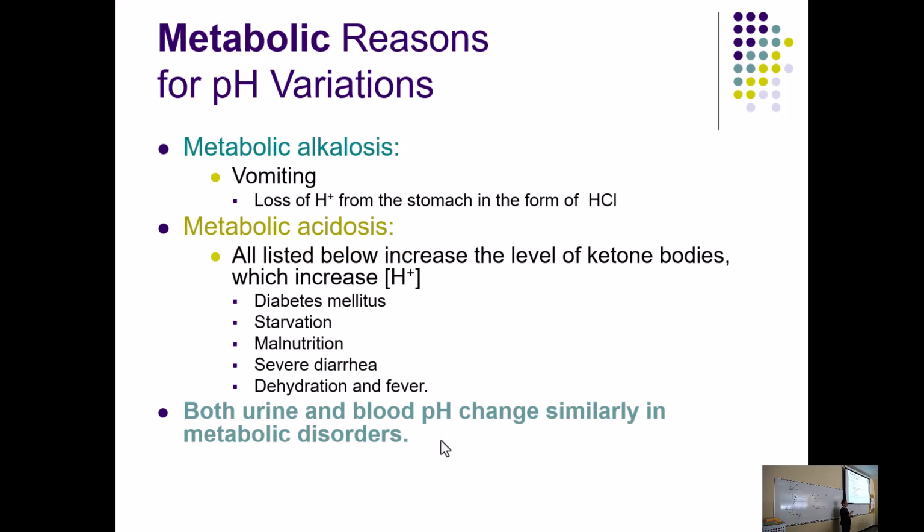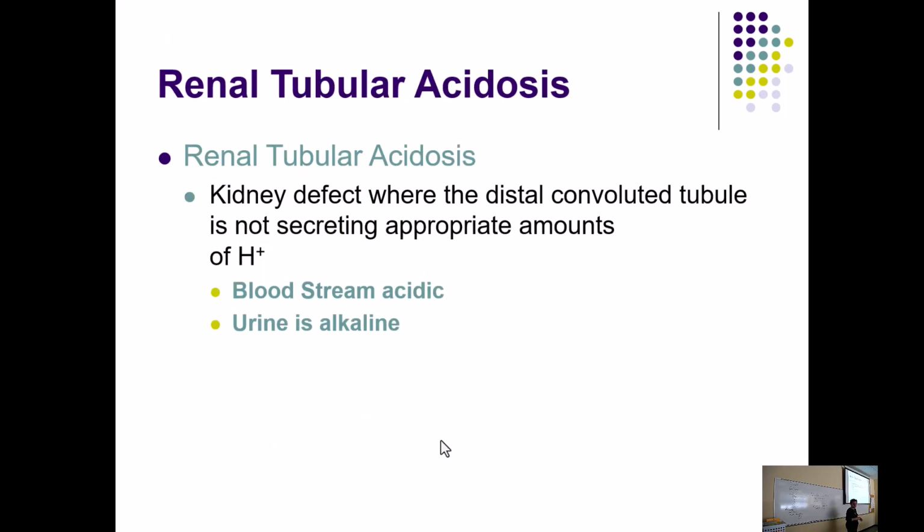Metabolic reasons, metabolic alkalosis, vomiting. If you're vomiting, you're removing a lot of those hydrogen ions, and because of that, your stomach doesn't have as many. The body's going to reabsorb more, and then your urine is going to be more alkaline. Metabolic acidosis, starvation, diabetes, malnutrition, diarrhea, etc. All of these are going to increase hydrogen in the urine.